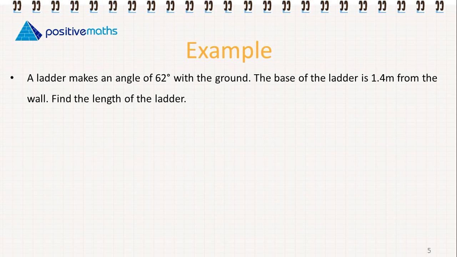A ladder makes an angle of 62 degrees with the ground. The base of the ladder is 1.4 meters from the wall. Find the length of the ladder. So let's just underline the important pieces of information. It makes an angle of 62 degrees with the ground. The base of the ladder is 1.4 meters from the wall. And we want to find the length of the ladder.